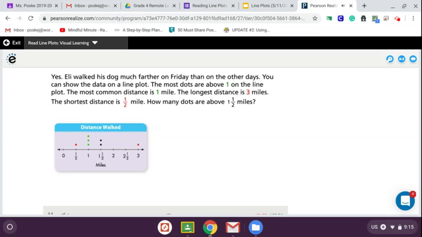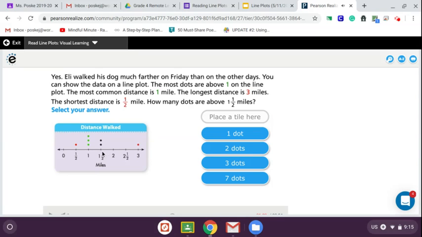How many dots are above 1 1/2 miles? So there's two. Select your answer. So there's 2 dots above 1 1/2, okay? So on our little chart from before, there were 2 1 1/2s, there were 3 ones, only 1 half, and then there was only 1 3. So that's how you would plot the points.